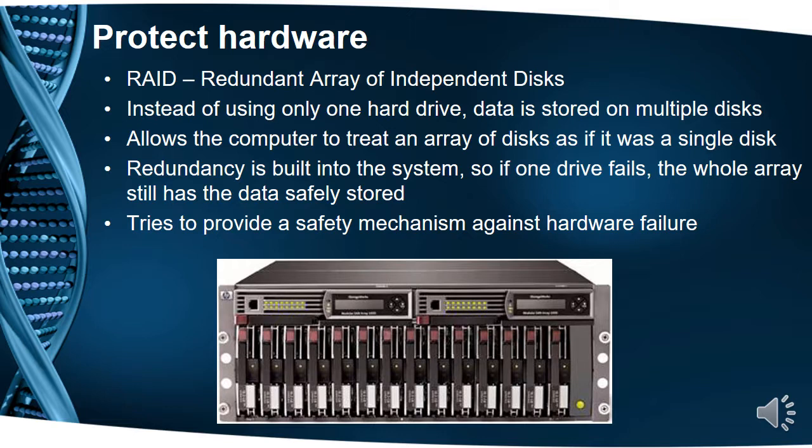Another way to protect hardware is to use a RAID disk. RAID stands for Redundant Array of Independent Disks. So basically it is a hard drive which consists of a few hard drives. Instead of just one hard drive on your computer, you have a few which are made to work together. So it allows the computer to treat an array of disks as if it was a single disk. Redundancy is built into the system so that if one drive fails, the whole array still has the data safely stored. It tries to provide a safety mechanism against hardware failure.